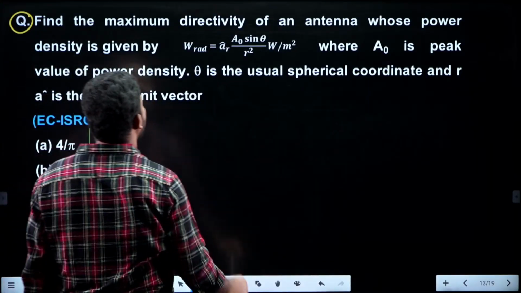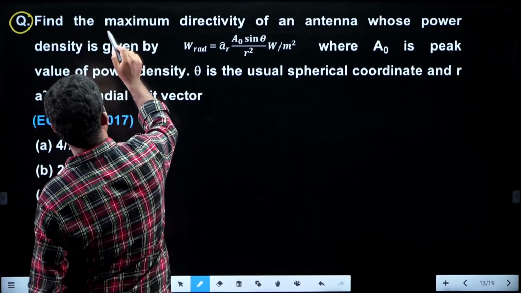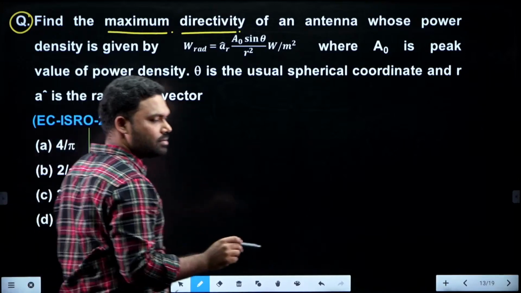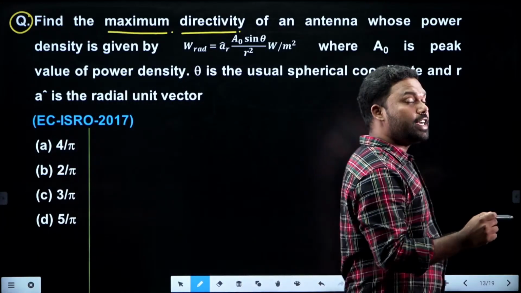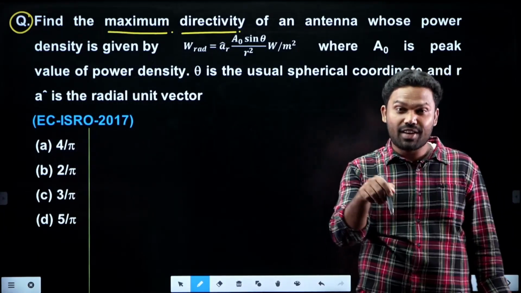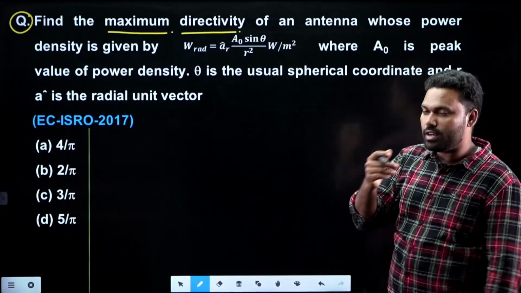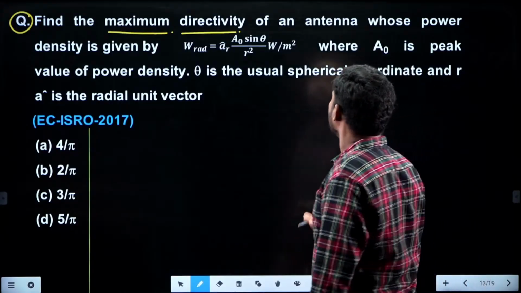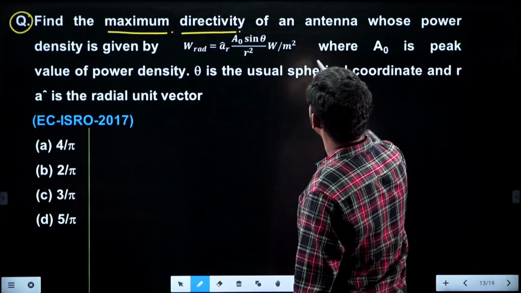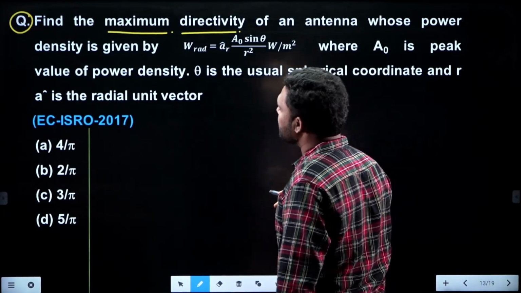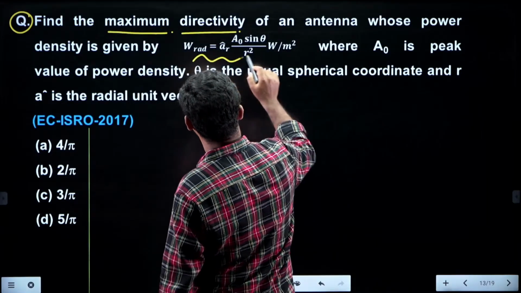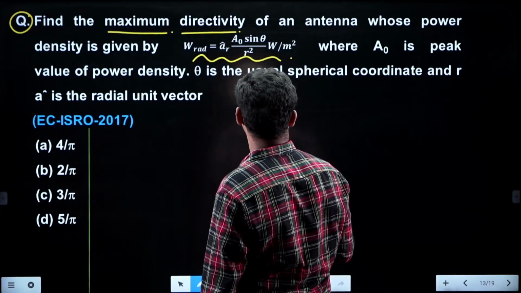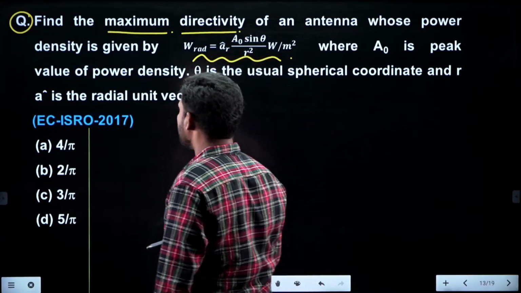So, find the maximum directivity. Maximum directivity, I do not know why they have used this word, because the directivity definition itself is a maximum. How is the directivity defined? The radiation intensity in the maximum direction divided by the average radiation intensity. So, there is no need for that extra maximum, but that is how the question is framed. We need to go along with that. So, of an antenna whose power density is given by, so power density is given, where A naught is the peak value of the power density, theta is the usual spherical coordinate system, r and theta are the units.